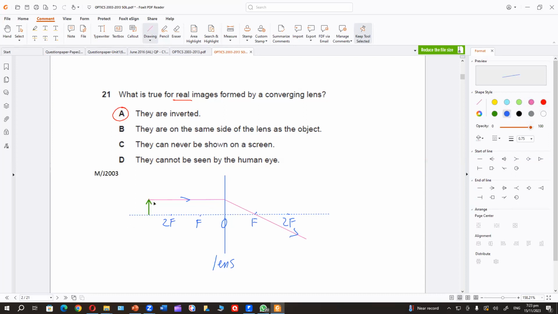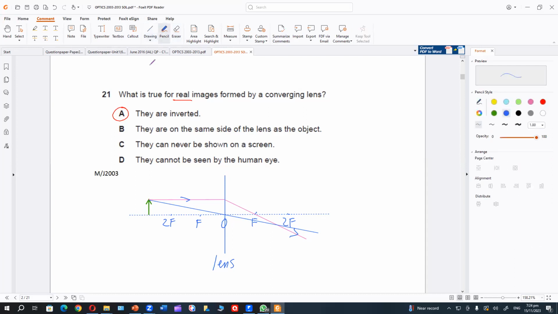Second ray always passes through the optical center. This is the second ray. The second ray goes straight, like this.